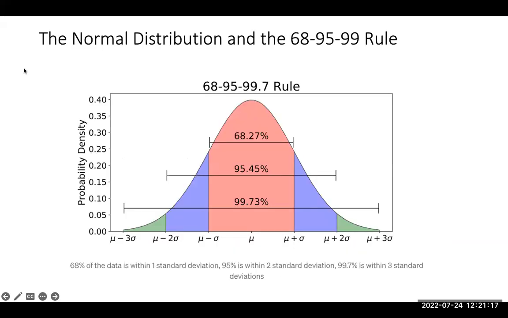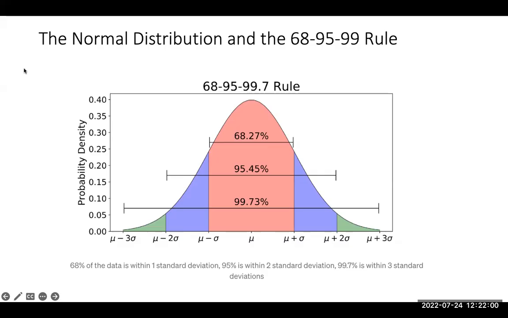So let's take a look at this. We summarize that information about where the data points fall in what we call the 68, 95, 99 rule. So as you can see in this diagram right here, we have in pink 68.27%, or we round it to 68%. So that means mu is the middle one, or the mean, and in pink, 68% of all the data are going to fall within that pink boundary. That's 1 standard deviation above and below the mean.